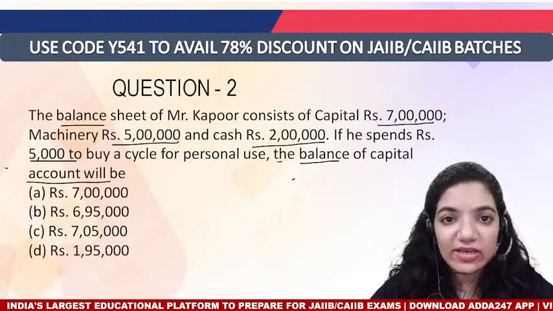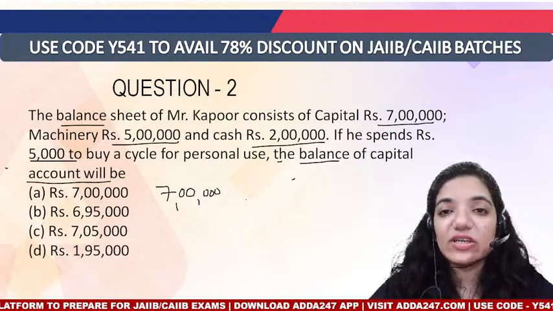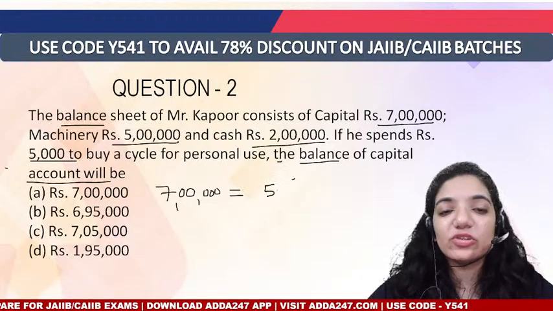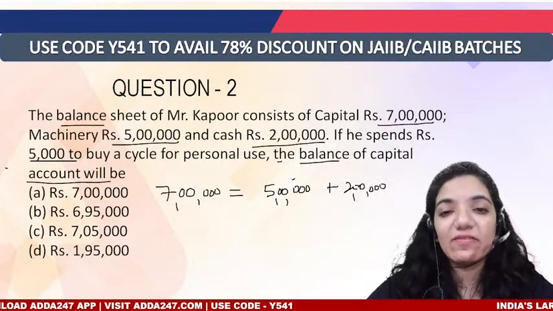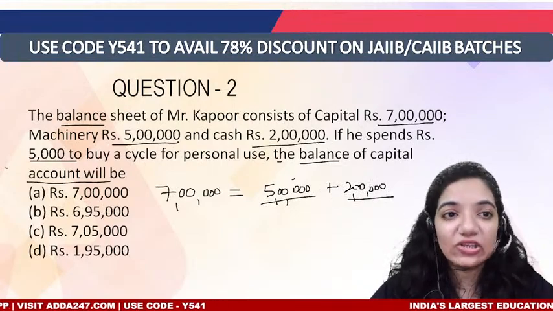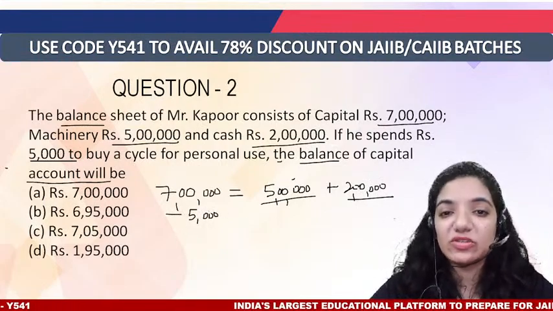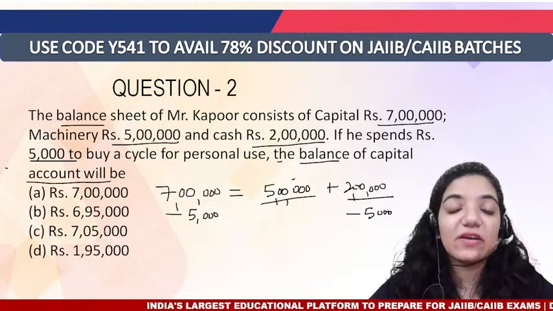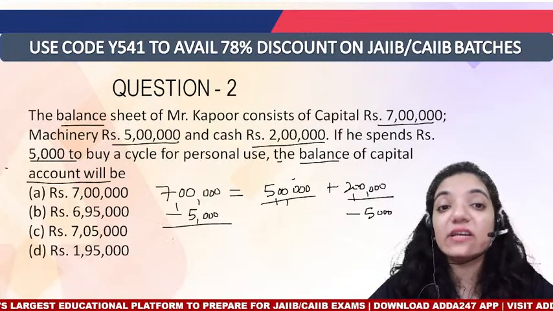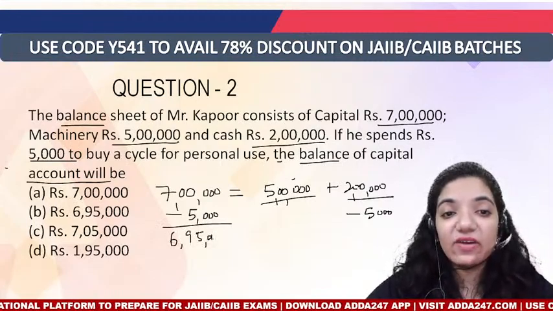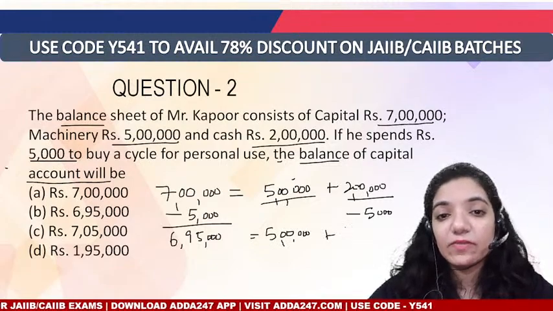So there you have a particular capital of 7 lakh rupees. I'm stating 7 lakh here. If this amount was earlier invested as 5 lakh in machinery and 2 lakh in cash, now he's spending 5,000 on his personal use. It is also going from the cash. Since we are losing money from the business, where would that money go? Exactly, this particular amount is taken out of the business. So there it is 6 lakh 95 here and 5 lakh plus 1 lakh 95 here.